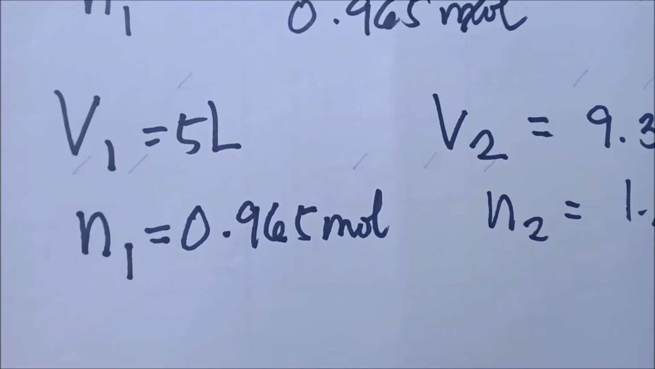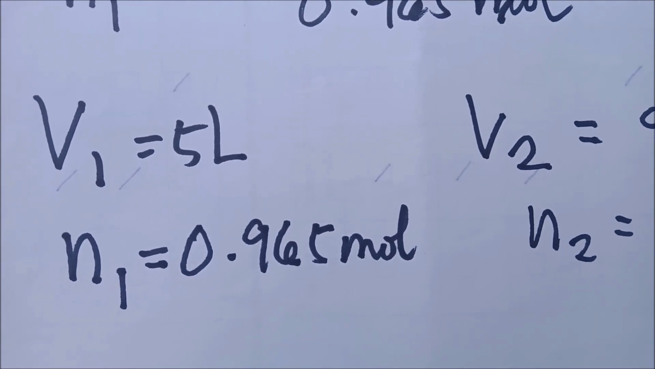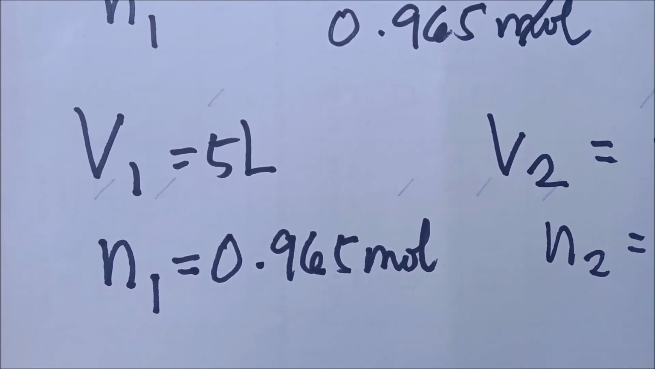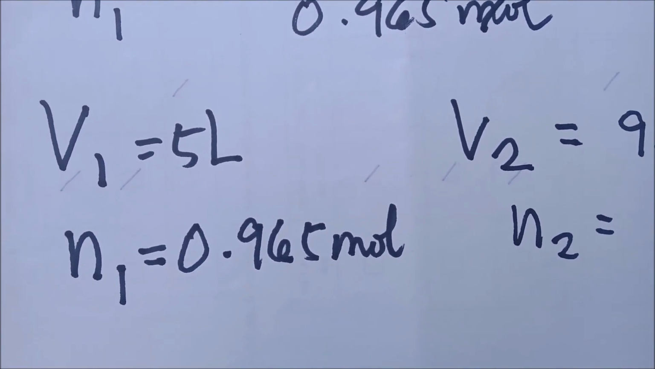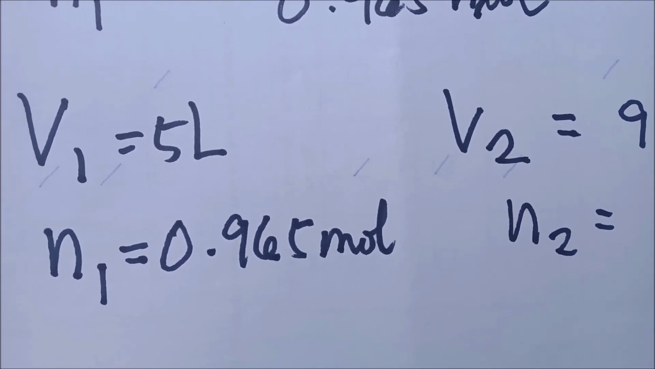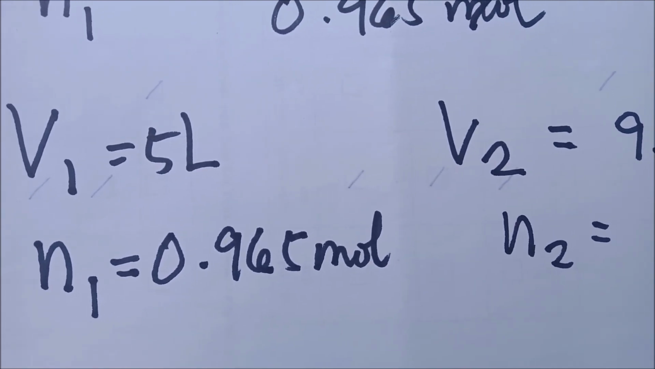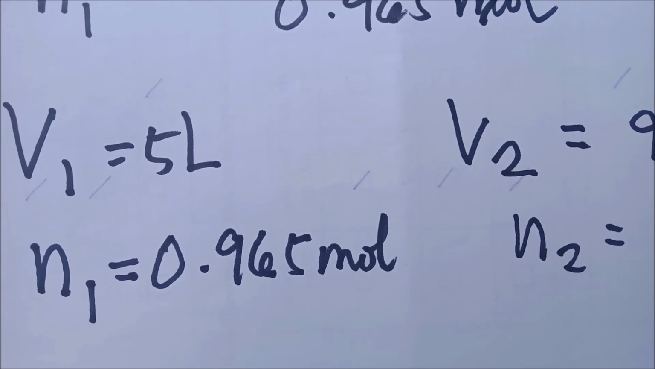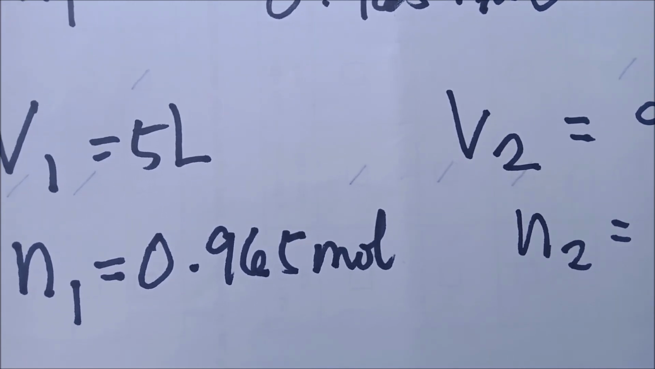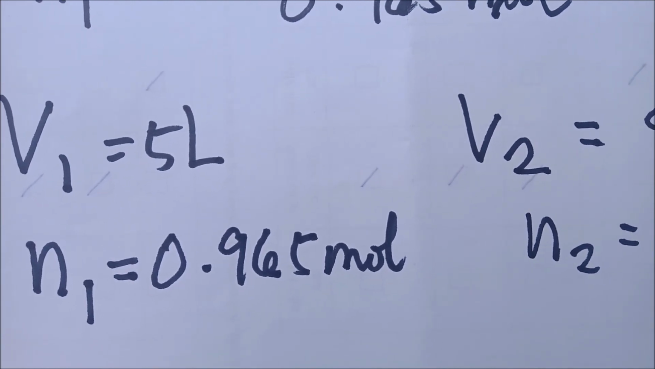So Avogadro's Law tells us the relationship between the number of moles of a gas to the volume of the gas, which is directly proportional to each other, wherein if the number of moles of the gas increases, the volume of the gas also increases. Or, if the number of moles of a gas decreases in its value, the volume of the gas will also decrease.